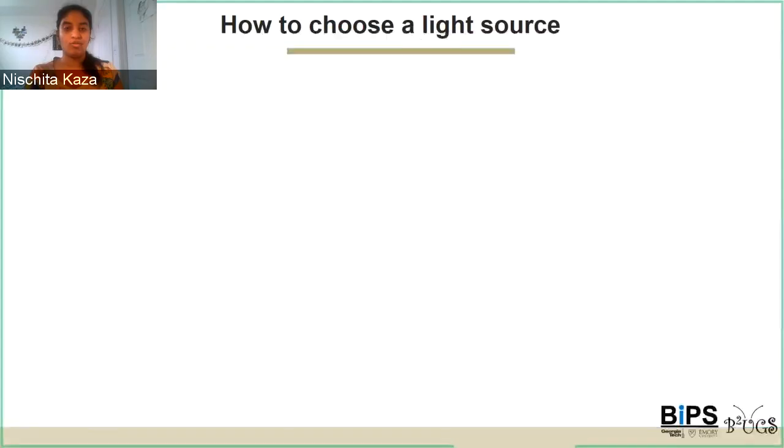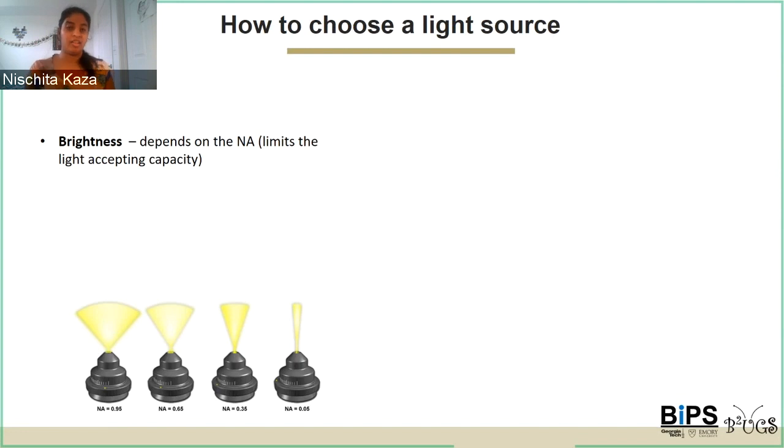So to start off, let's take a quick look at some of the light sources that are used in microscopy. So you might wonder what parameters need to be considered while choosing a light source. And the first among these is just the brightness, which basically means how intense a light source is. So this depends not only on the source, but also on the numerical aperture of lenses in the system.